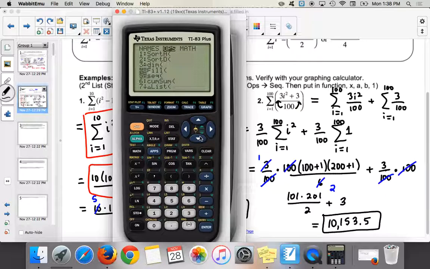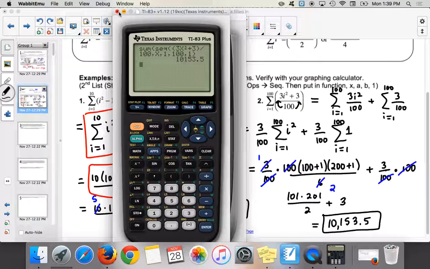Operations. Sequence, number 5. I put in, so in this case, I'm going to have 3x squared in parentheses plus 3. So my whole numerator in parentheses divided by 100, comma, x, comma, 1, comma, 100. Go up in steps of 1, so comma 1. Enter. It thinks for a little bit. 10,153.5. So you can use that to check your homework. Do not use it to do your homework.